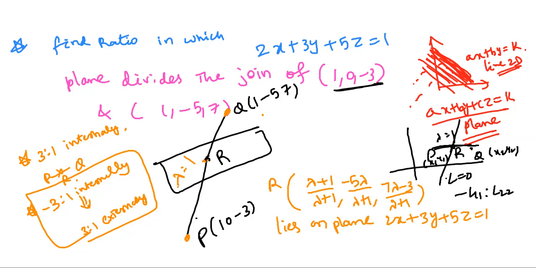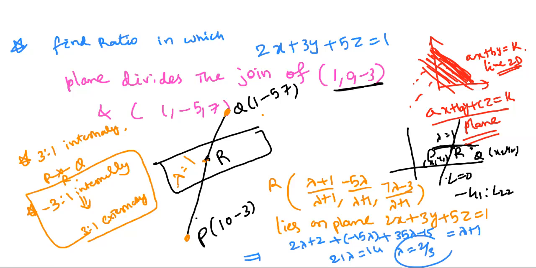So take this point and substitute in the plane. Then you get 2x, 2 lambda plus 2, 3y, minus 15 lambda, 5z, 35 lambda minus 15 by lambda plus 1 equal to 1, or equal to lambda plus 1. So you get 2 lambda minus 13 lambda, 22 lambda, 21 lambda equal to 2 minus 13, 14. So lambda equal to 2 by 3. So basically what we are proving is that this plane is dividing this line in ratio 2 by 3 is to 1. That is the same as saying 2 is to 3, and it's positive. So definitely what you have assumed, internal division, is correct.